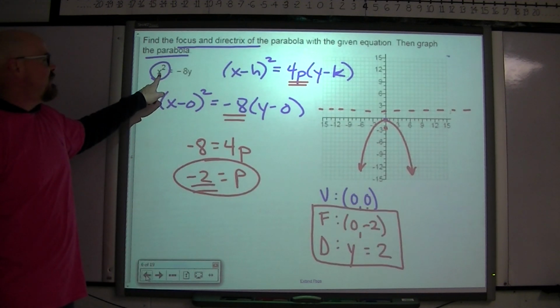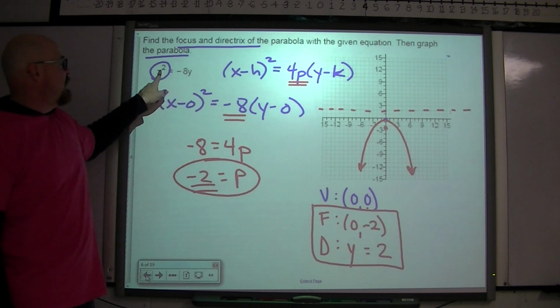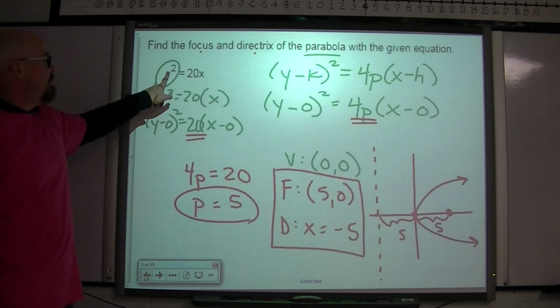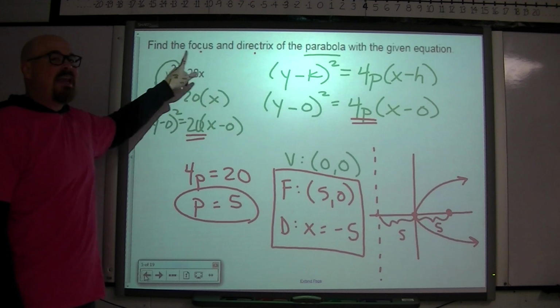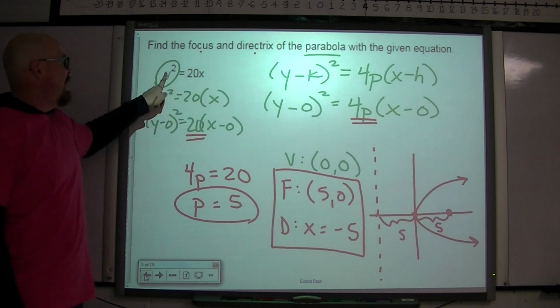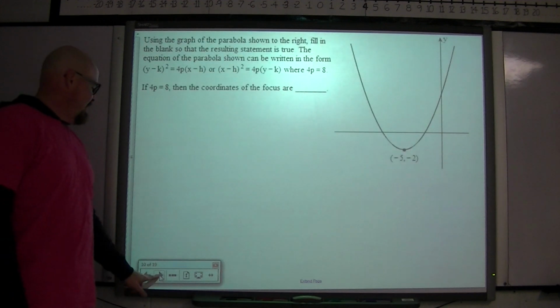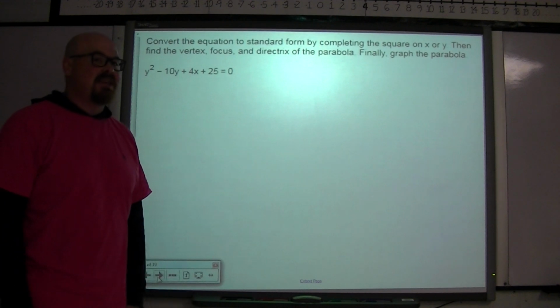Here we had x squared and no other x terms of any kind. So I could go straight to x minus 0 squared. With this problem, it was y squared. There were no other y terms of any kind in this problem. So I could go straight to y minus 0 squared. Not everything in this world is perfect, and we get to situations like this.